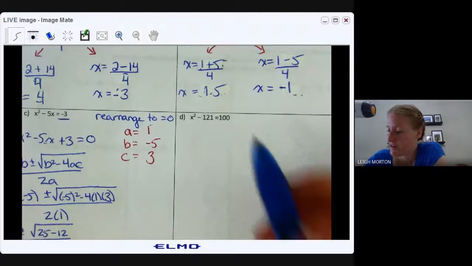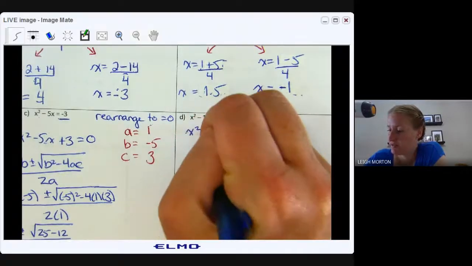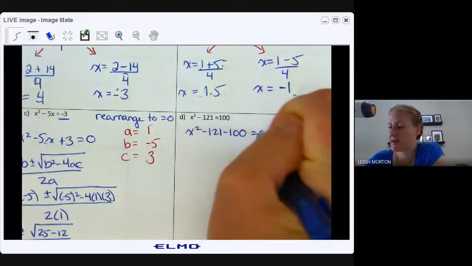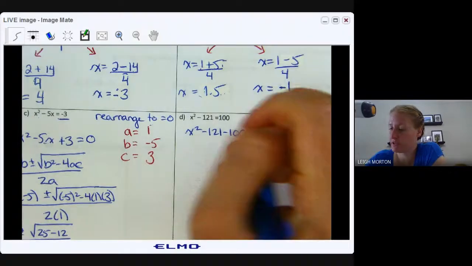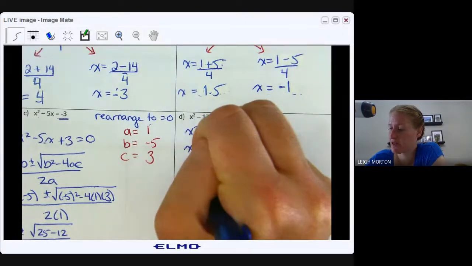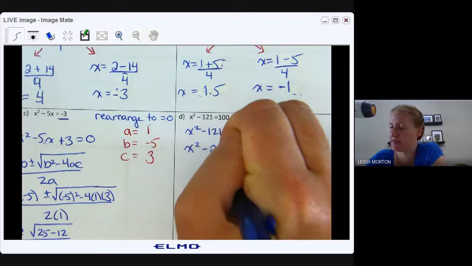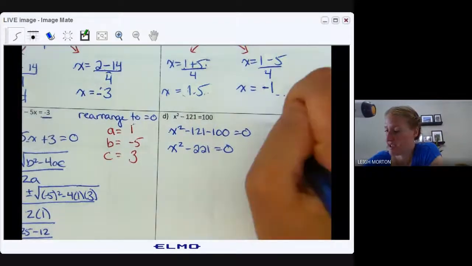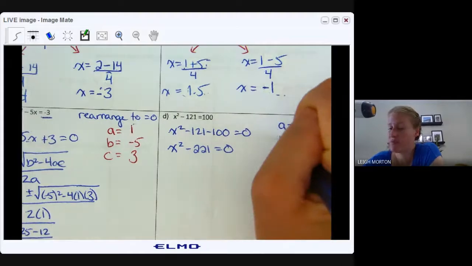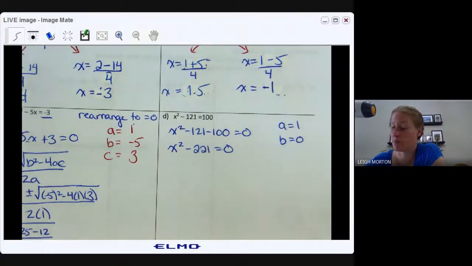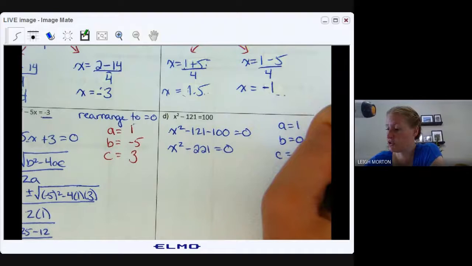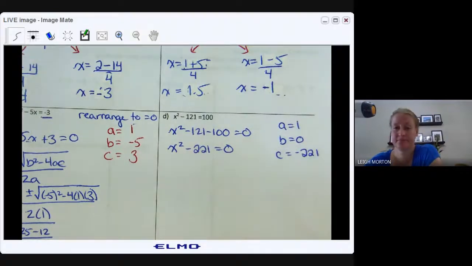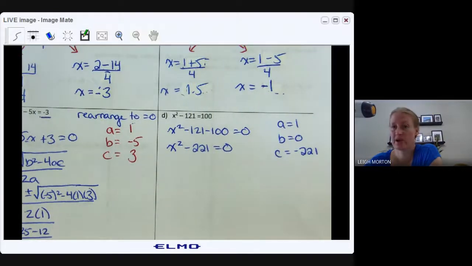When I start D, I made sure that I rearranged. So I had x squared minus 121 minus 100 equals 0. Well, I can simplify that to x squared minus 221 equals 0. My A value is 1. My B value is 0. There is no x term. My B value is 0, and C is negative 221. Go ahead and solve.